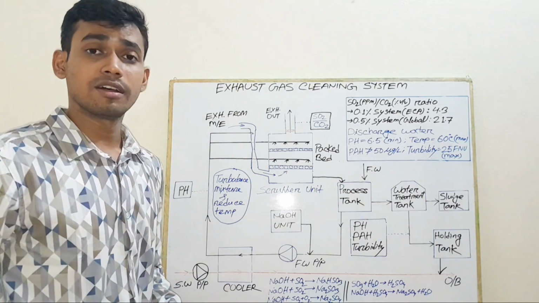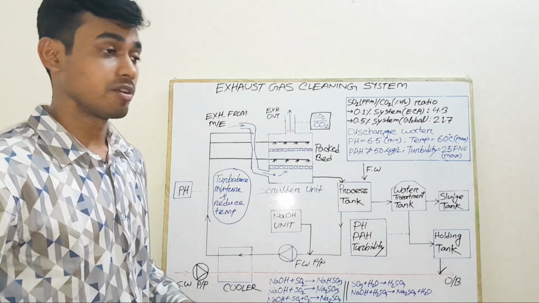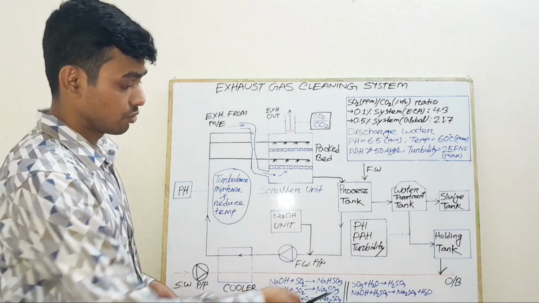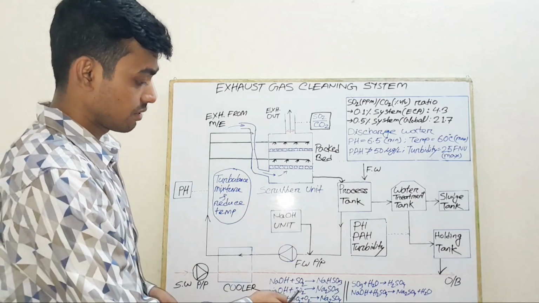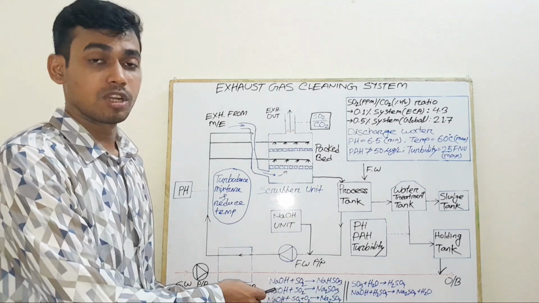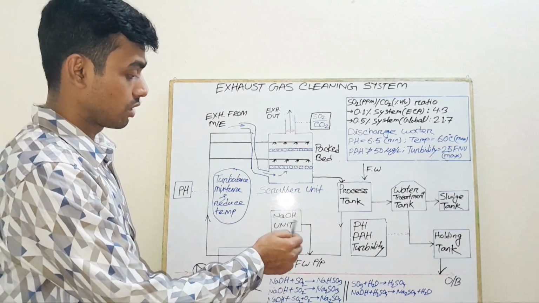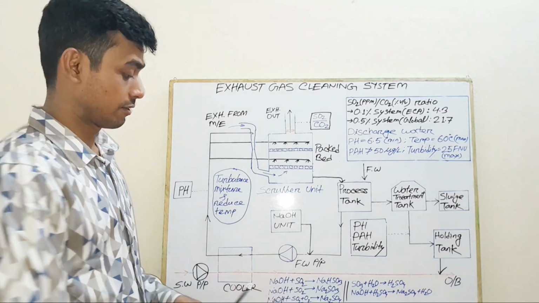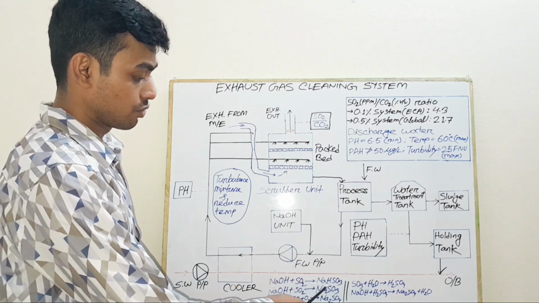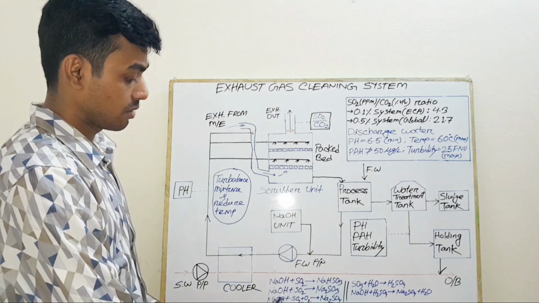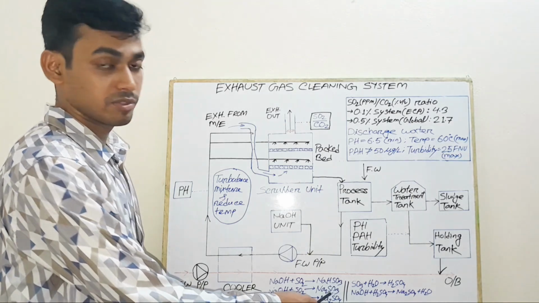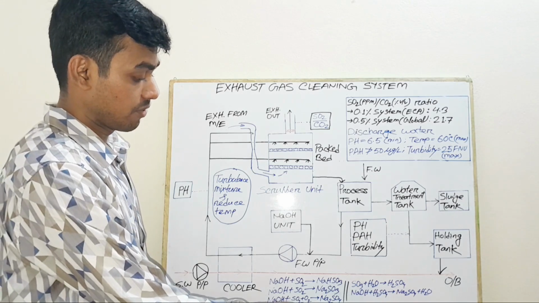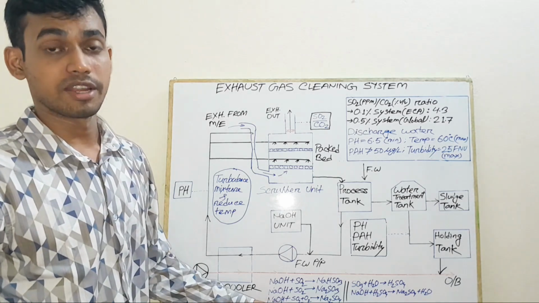Normally we know SOx means sulfur dioxide and sulfur trioxide. Whenever sulfur dioxide and sulfur trioxide are present in the exhaust gas, these equations happen. In case of sulfur dioxide, as we are adding sodium hydroxide into the fresh water, this water reacts with the sulfur dioxide. Sodium hydroxide plus sulfur dioxide gives sodium bisulfite. Sodium hydroxide plus sulfur dioxide also gives sodium sulfite. Sodium hydroxide plus sulfur dioxide plus oxygen, and the final product is sodium sulfate.